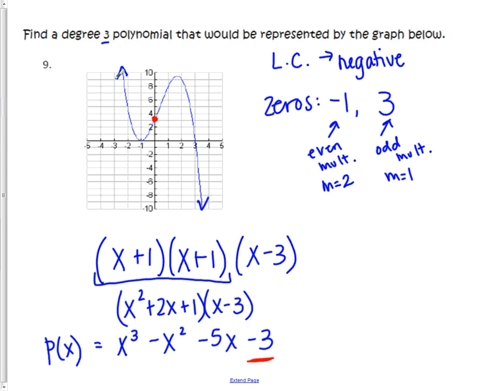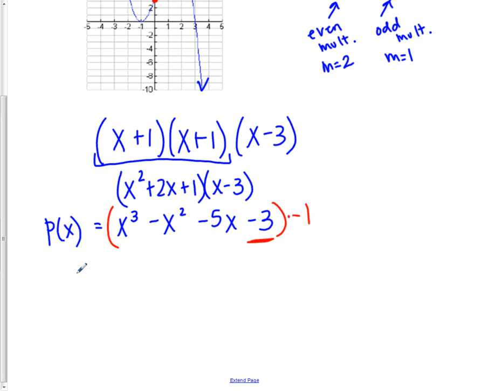In addition, because of the end behavior being what it is, I was looking for a leading coefficient that was negative. So if I want to make it so that all of these signs change, so that the leading term has a negative coefficient, and so that the -3 turns to a +3, I'm going to be multiplying this entire thing times a -1. So I'm multiplying by a -1. That means my final answer ends up being the opposite of x cubed plus x squared plus 5x plus 3. And that would be our final answer.